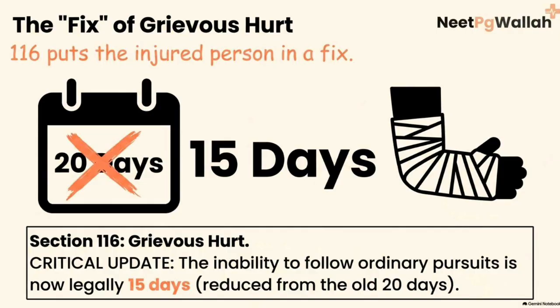Previously, if an injured person couldn't follow their ordinary pursuits, the legal threshold was 20 days. That 20 days is entirely gone. The inability days have officially dropped down to 15 days. Seriously, burn that number 15 into your memory.